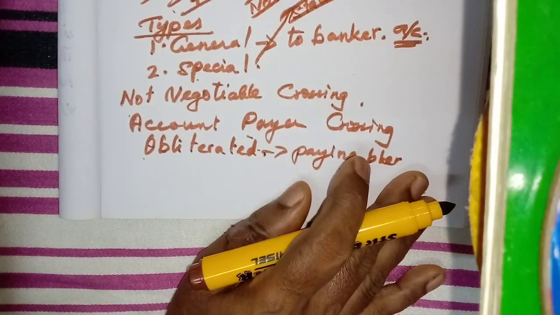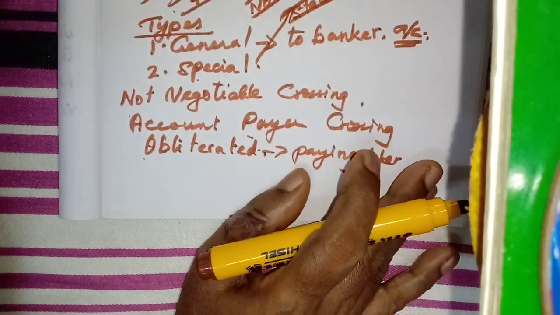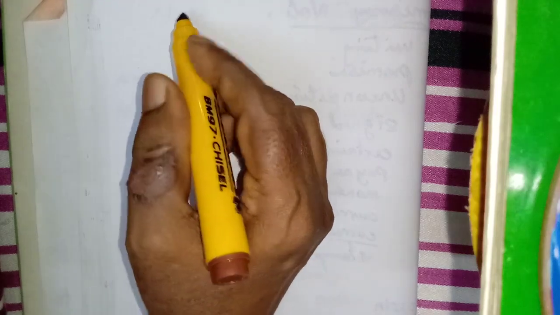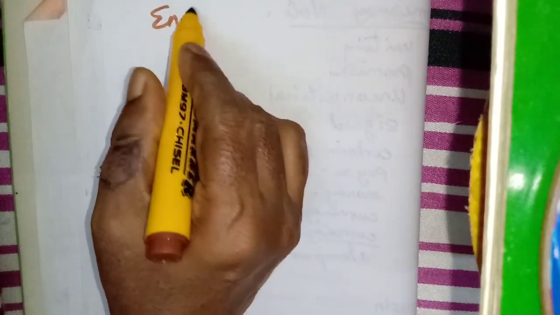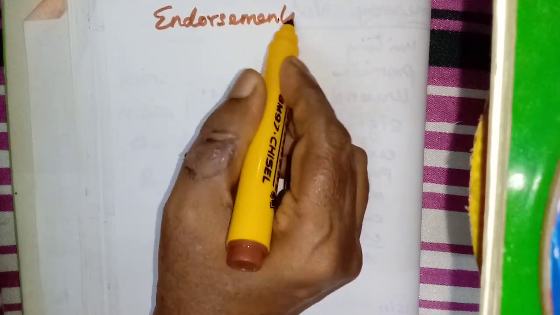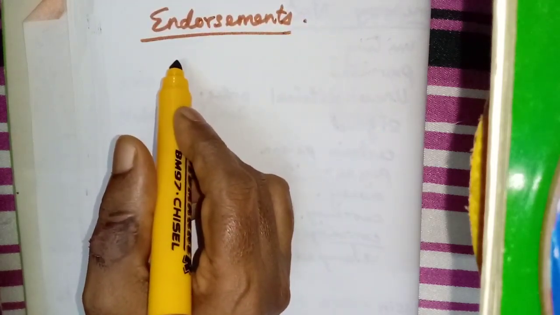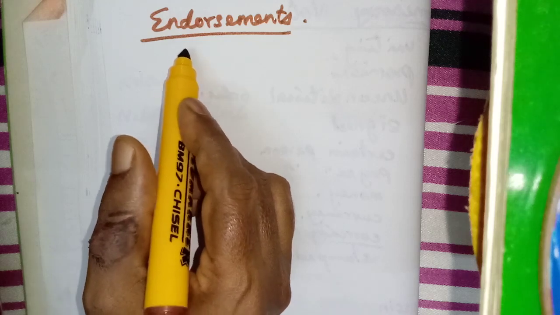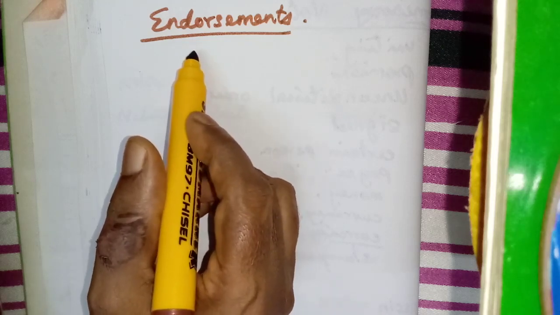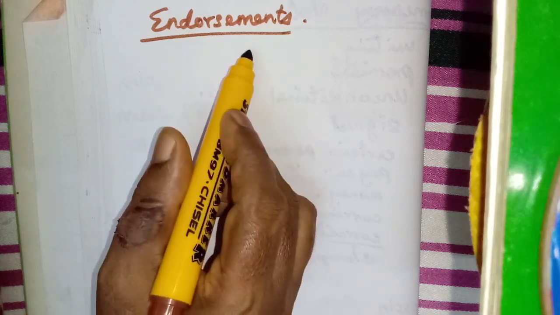Okay, next let us see the next heading, endorsements. What is the meaning of endorsement? In bill of exchange, we have learnt in 11th standard, isn't it? The transfer of ownership of a check or promissory note or bill of exchange from one person to another.